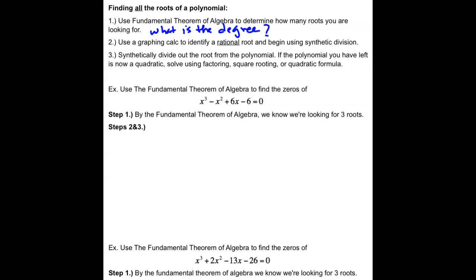We are going to make our list and use our calculator to help identify some rational roots that we could try. And then we're going to synthetically divide out those roots to check. If the polynomial you have left is now a quadratic, we can always solve by factoring, square rooting, or the quadratic formula. We have options. So the idea here is to take a higher powered polynomial and get it down to something that we know how to solve.